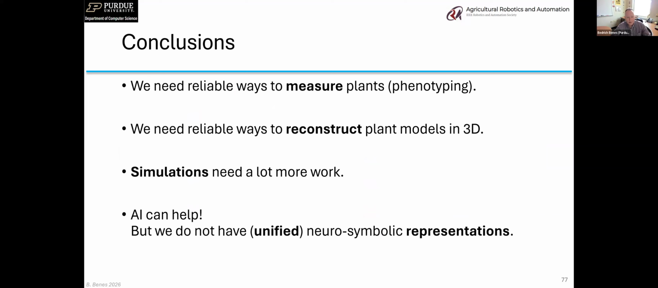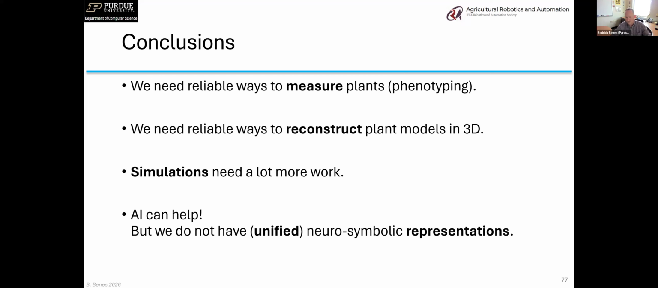What is the take-home message from this is that we need reliable ways to measure plants. It's actually quite complicated because there is a lot of self-occlusion. Plants are really complicated. They are very tiny structures. They are not the classical computer vision objects that are easily recognizable. We need reliable ways to reconstruct plant models in 3D, and these simulations need a lot more work.